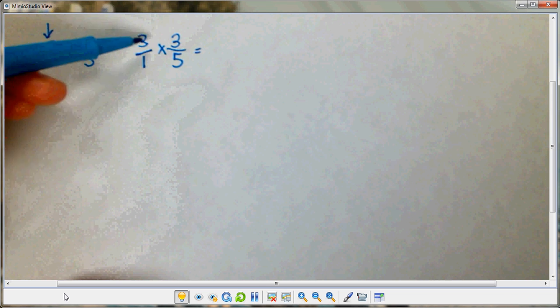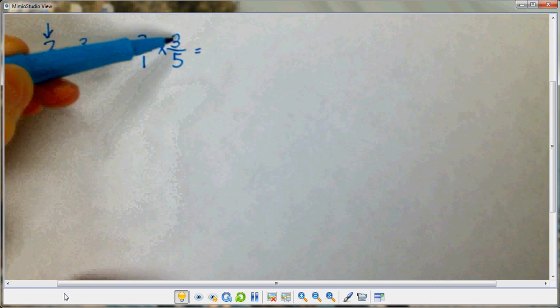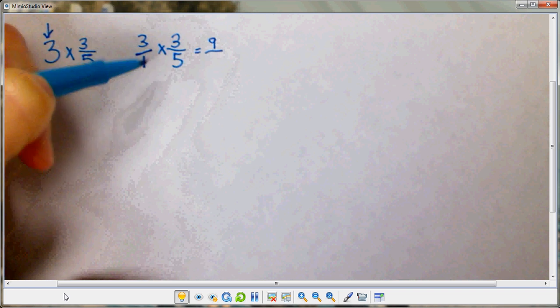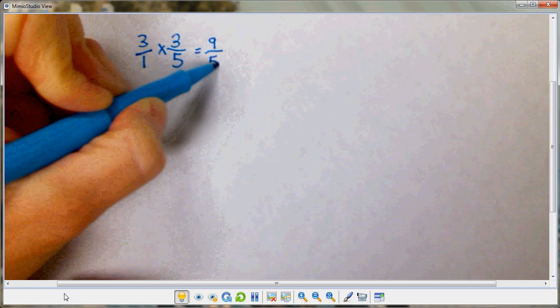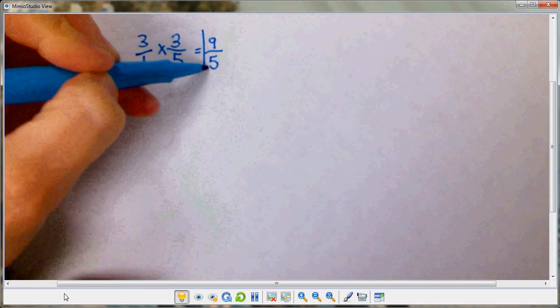And all you do for these is top times top, or numerator times numerator. 3 times 3 is 9. 1 times 5, or denominator times denominator, is 5. So the answer to this problem will be 9/5.